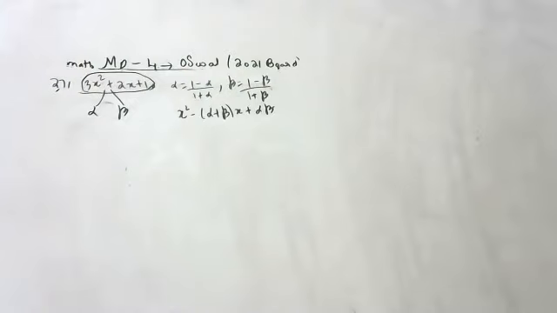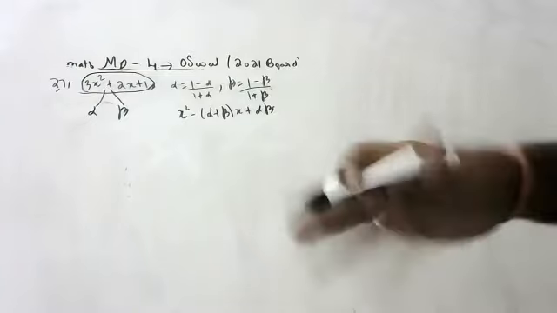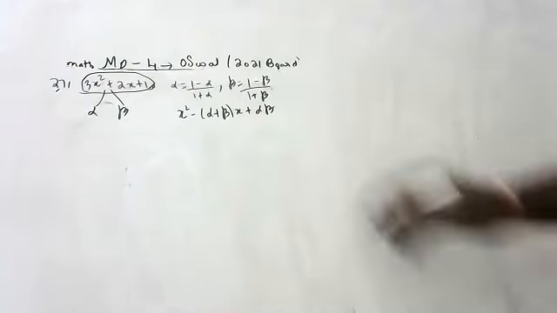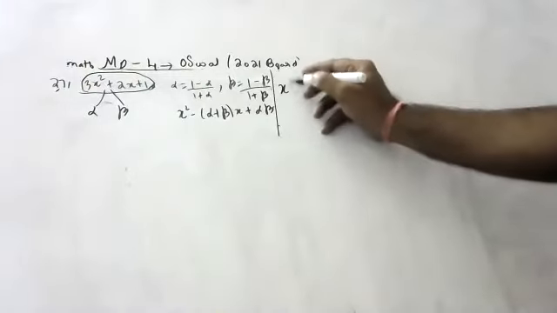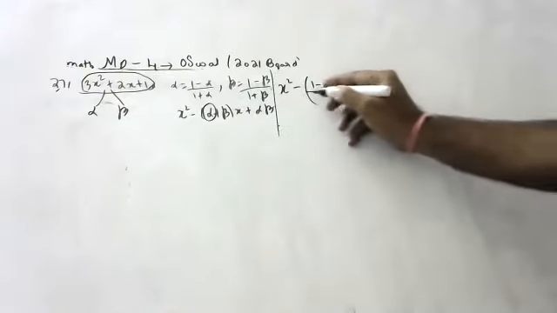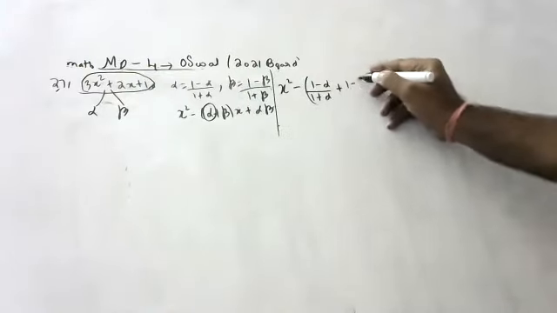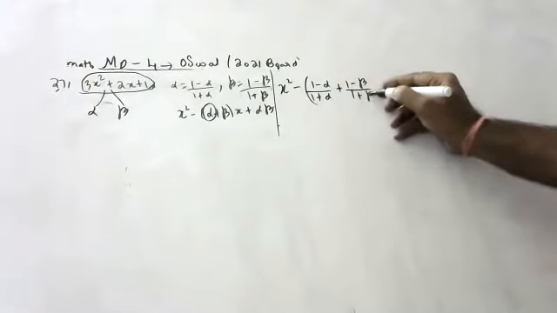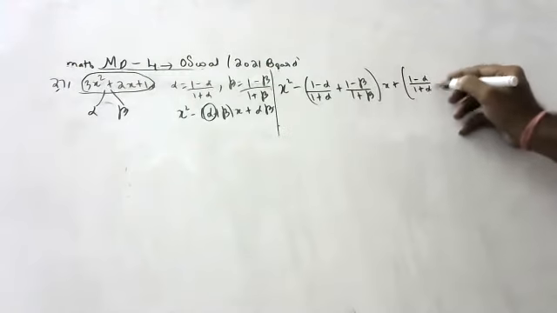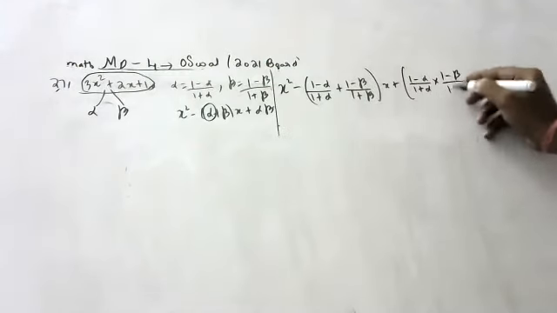What shall we do? Sir, can we use discriminant? Discriminant, no. If you use discriminant also, you can't split it first of all. So x square minus, what is the value of alpha, children? x square minus (1 minus alpha by 1 plus alpha plus 1 minus beta by 1 plus beta) into x plus (1 minus alpha by 1 plus alpha) into (1 minus beta by 1 plus beta).